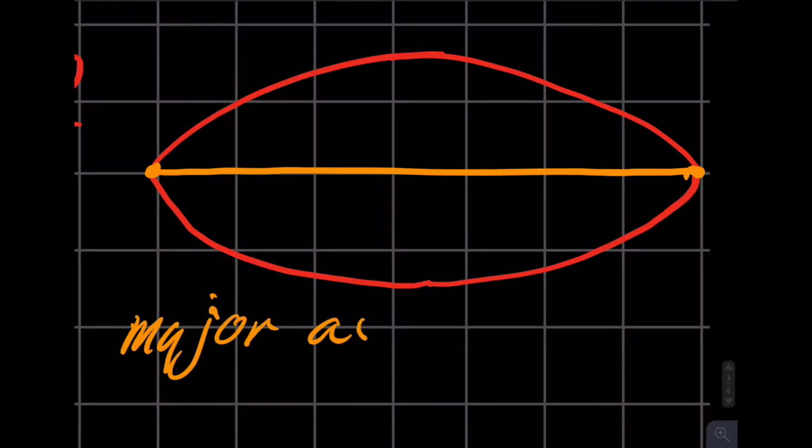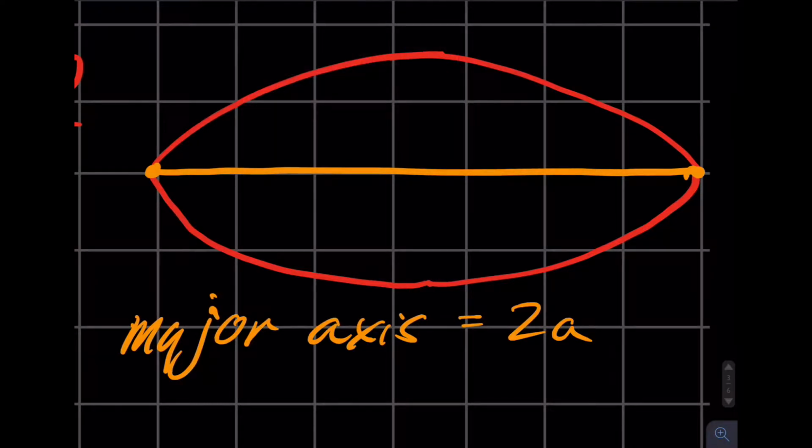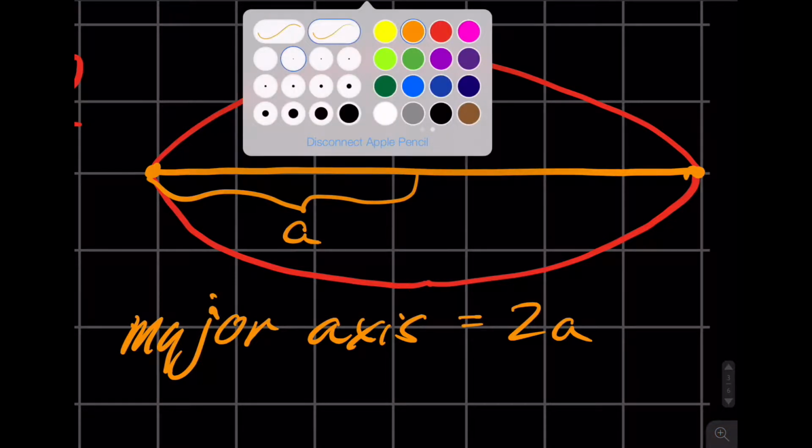The major axis is in orange, and it has a length of 2a. That means this distance is a, and the other a is over here. We're not going to want that one on there. It's going to get too cluttered if I leave it on there.